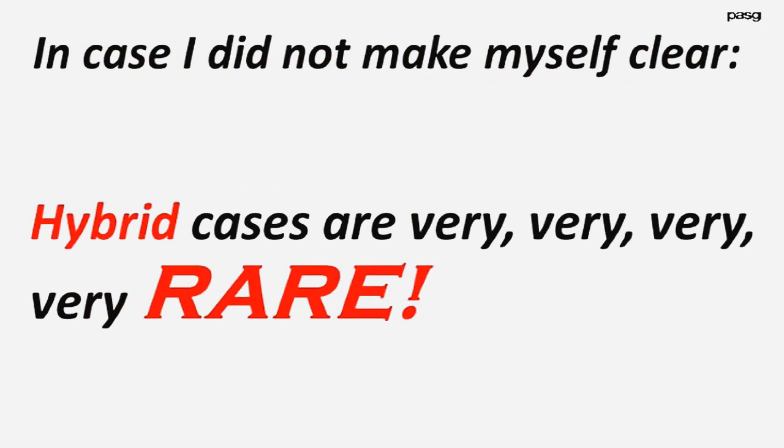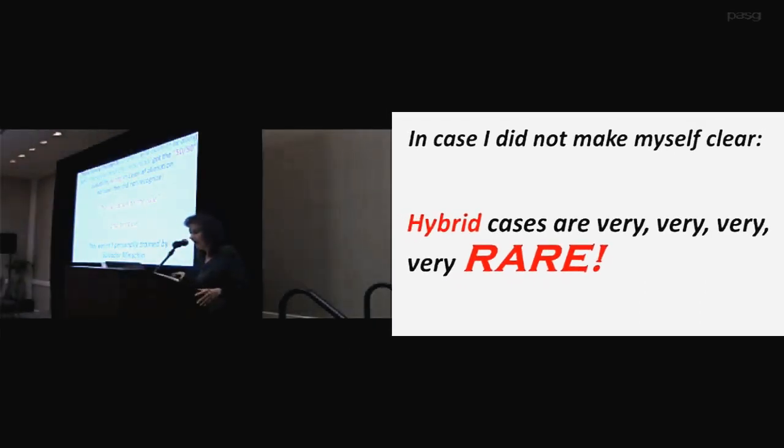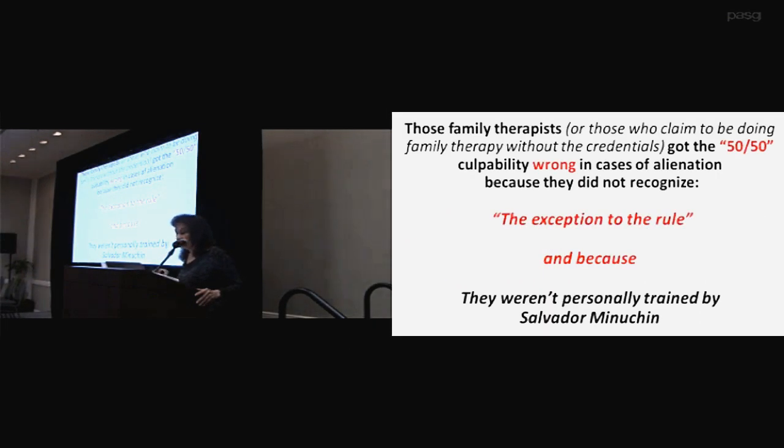You have to hold the therapist accountable to clinical and logical conditions and axioms. So when the family therapists, and they call themselves family therapists without the credentials, and I have a big issue with that, claim that most cases are hybrid cases, which the people in the Green Book do without connecting the dots, they are failing to consider the exception to the rule, that alienation is child abuse. And they weren't also personally trained by Salvador Minuchin.